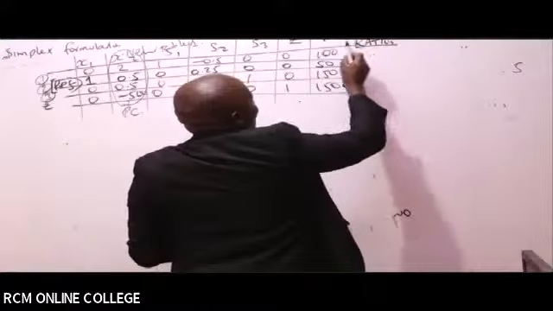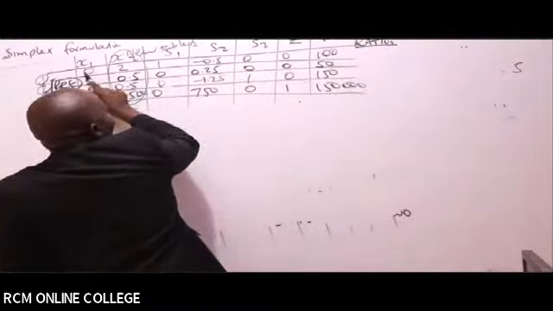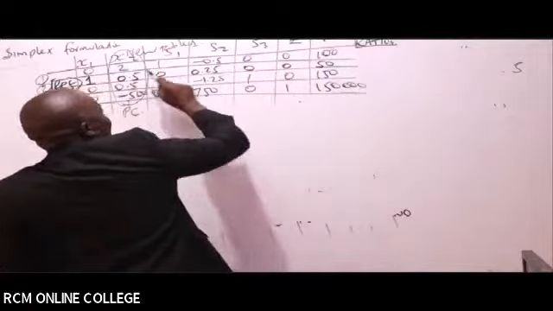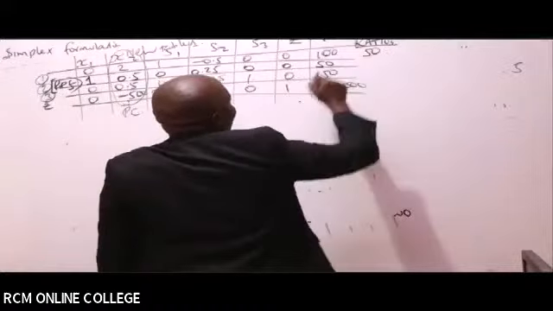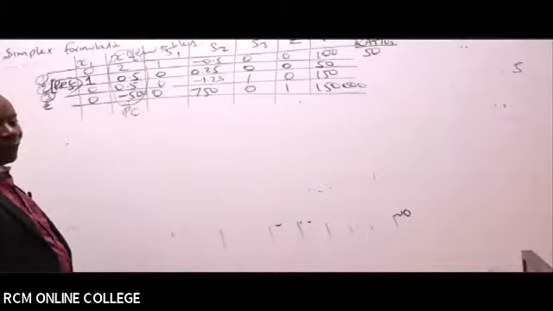Pivot column to help me get the ratios. So for ratios, you take the right-hand side numbers and divide by the pivot column. So we have 100 divided by 2. This gives me 50, isn't it? Then we have 50 divided by 0.5. What figure are we getting?